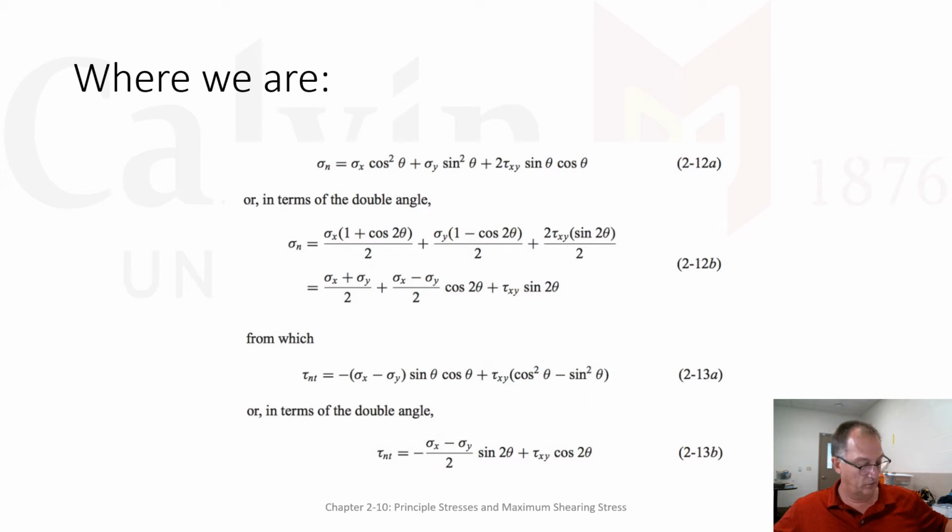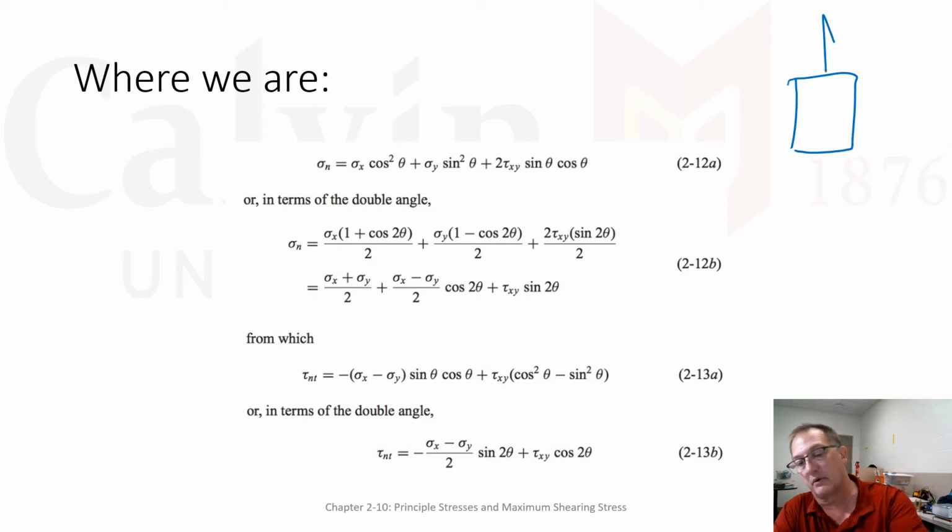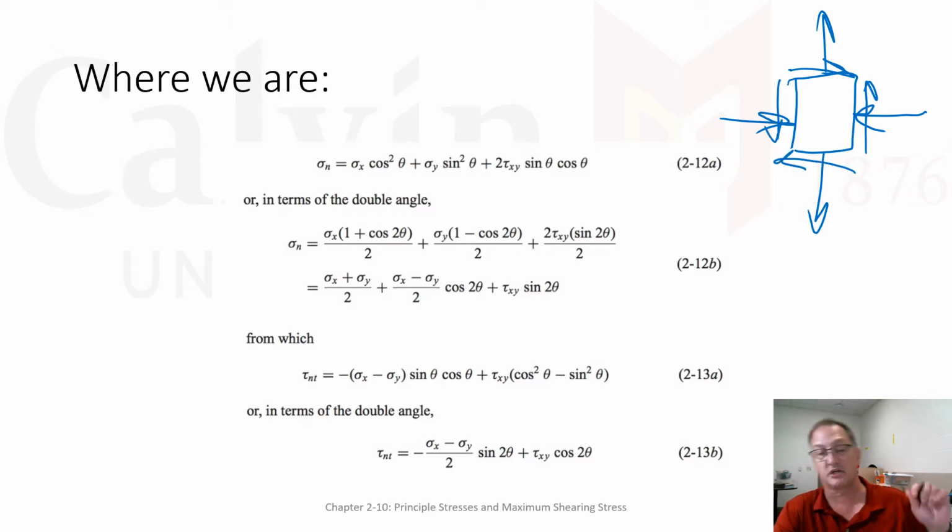All right, so let's start with where we are. We just finished the last section with these transformation equations. The transformation equations allowed us to take a stress cube that we were pulling on and pushing on and adding some shear to, with all kinds of arrows going on. That was our general state.